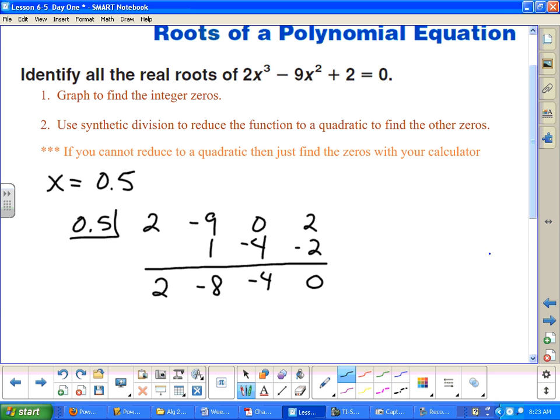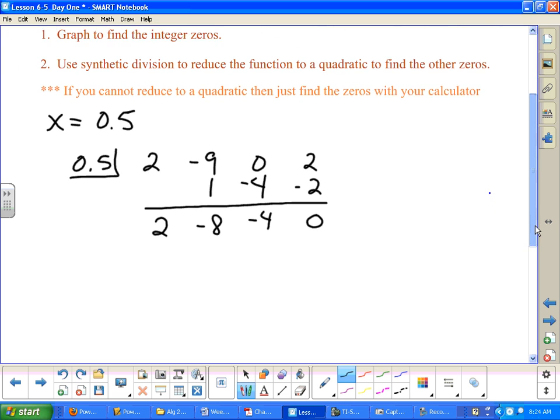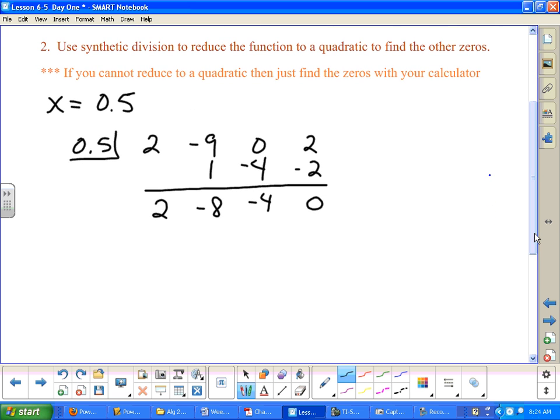Right? So now we have a quadratic here. This is 2x squared minus 8x plus 4, right? From doing our long division or our synthetic division. Okay. And minus 4. So we're going to use this and do the quadratic formula to be able to find the other two zeros, unless you can factor it. Well, let's see if we can factor it first. I don't think we can, but let's try.